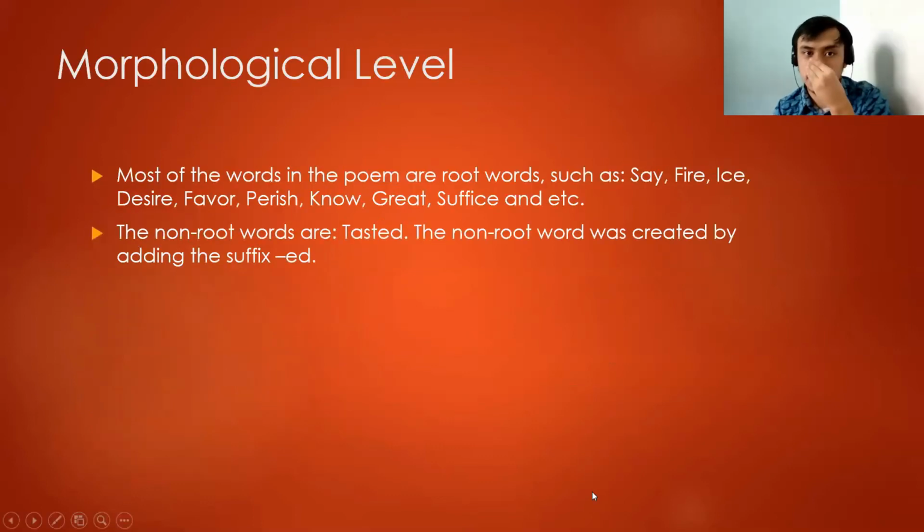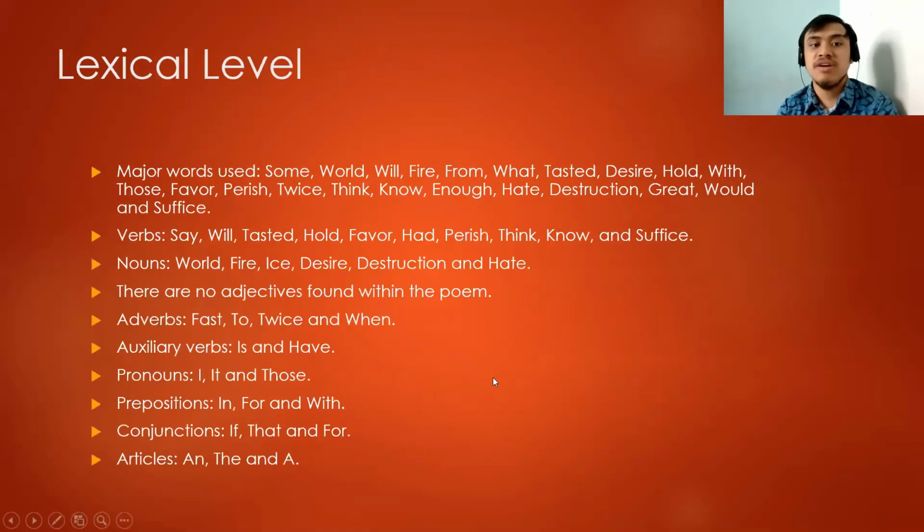Next up, we have the morphological level. Most of the words in the poem are root words, which means they are words that stand alone without any additional morphs on them. But there are non-root words, for example, tasted. This non-root word was created by adding the suffix ed. When you want to change a root word into a non-root, you add suffixes, prefixes, or circumfixes. But in this poem, most of the words were root words.